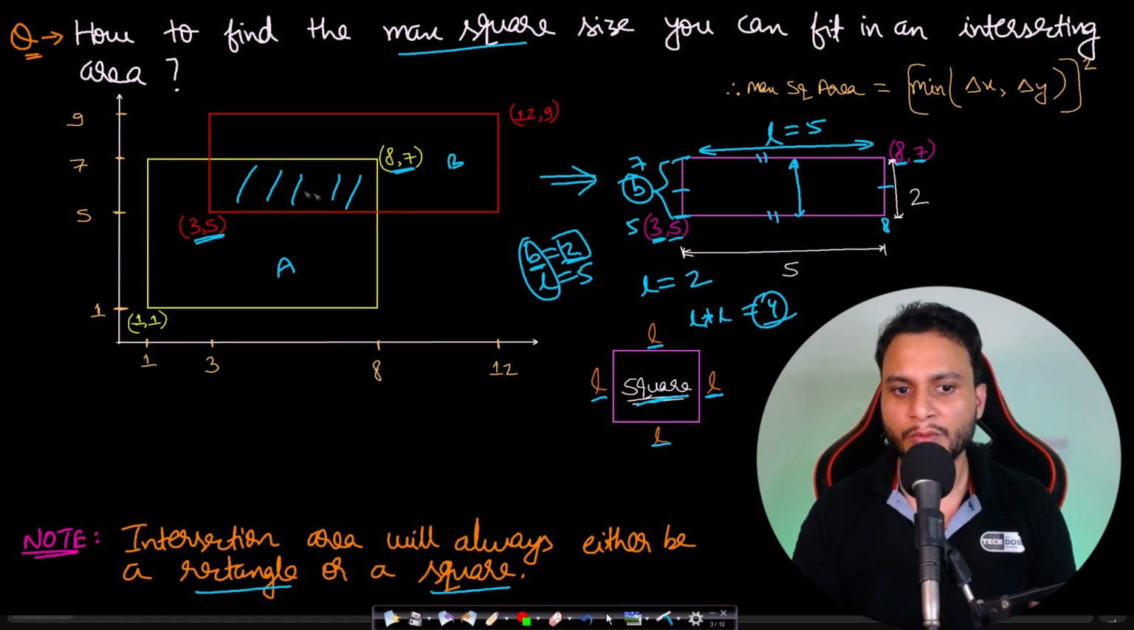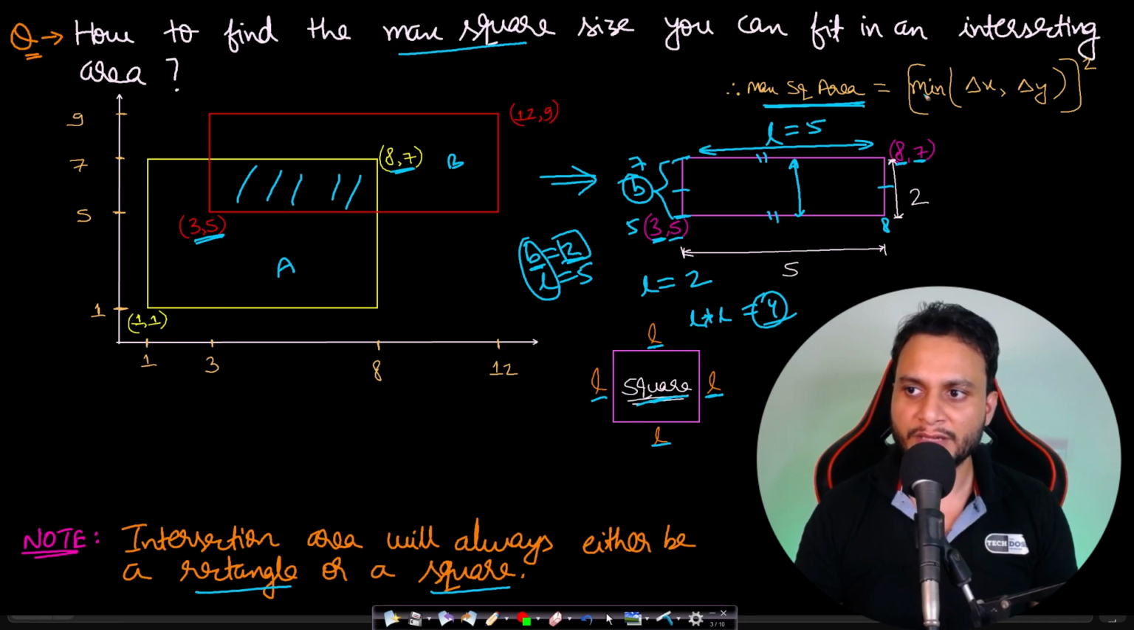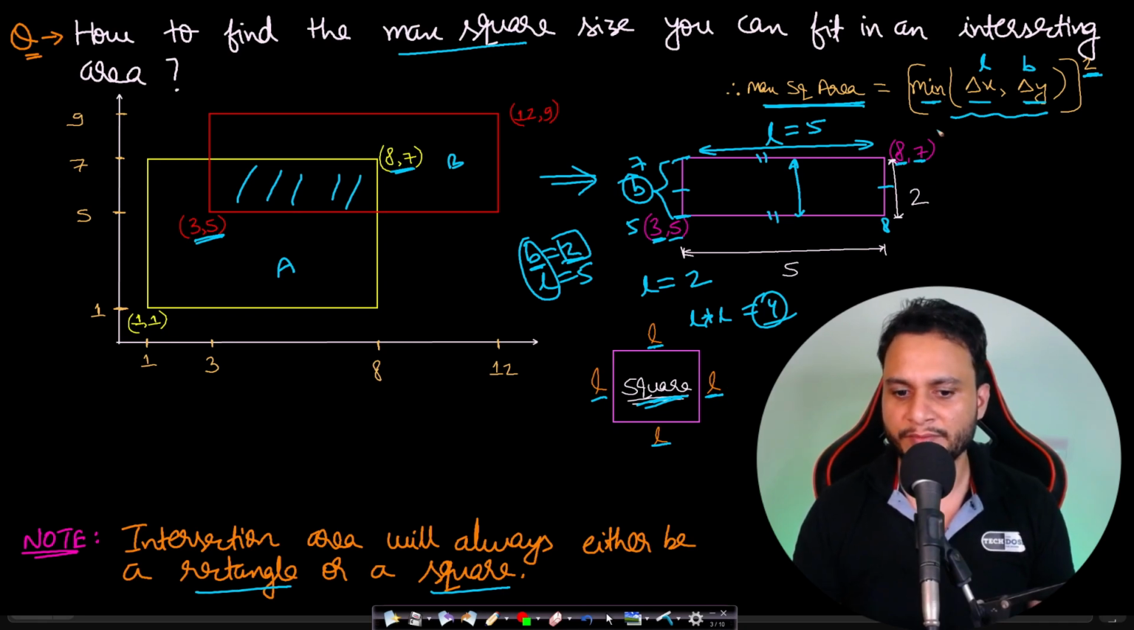So this is how, once you know the intersecting rectangular area, you can easily find out the maximum size of the square which actually fits. And if I have to give it in the form of a formula, then the maximum square area will be the minimum of delta x, delta y. You can assume delta x to be the length and delta y to be the breadth, and whichever comes out to be minimum will be the maximum length of the square, and you just square it because length into length will be the area of the square, right? So I hope this point is clear.